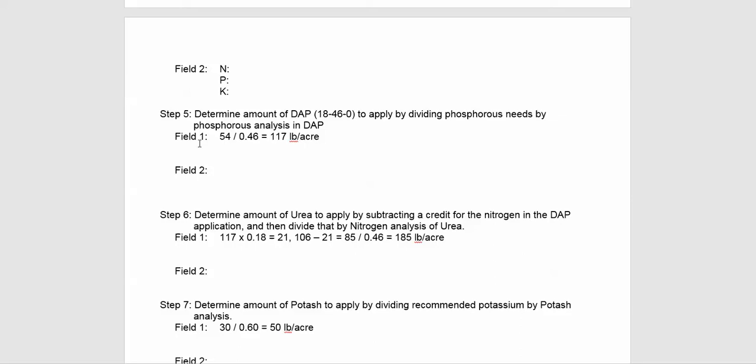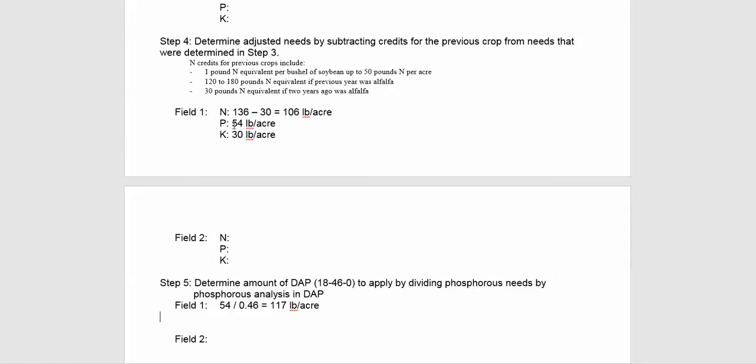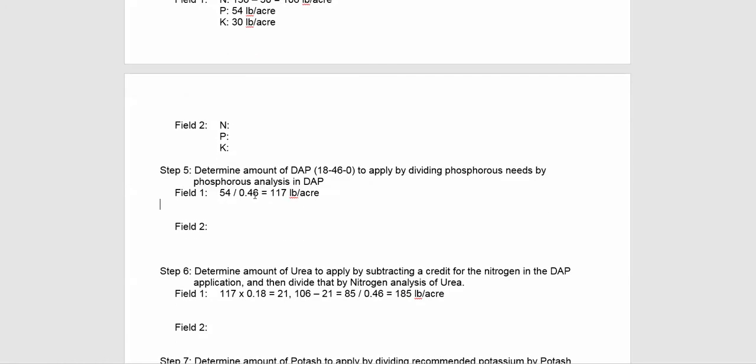Come down to step 5. Now determine the amount of DAP. Well, DAP is our phosphorus source. We're going to do that before we do our nitrogen source because DAP does have nitrogen in it, diammonium phosphate. So we're going to go with that. The analysis of DAP is 18-46-0. There's 18 pounds of nitrogen, 46% phosphorus, and 0% potassium in it. So I know I need 54 pounds from right up here of phosphorus nutrient divided by the analysis of 0.46. I get 117 pounds of DAP that I'm going to need per acre.